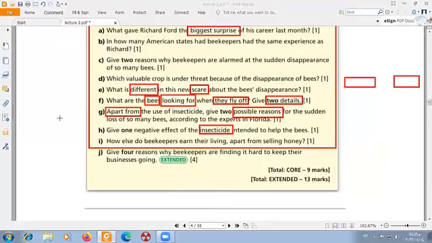Renting out their bees to pollinate crops. Yes. Renting their bees to pollinate other crops. Thank you. Notice that he said here "apart from selling honey."